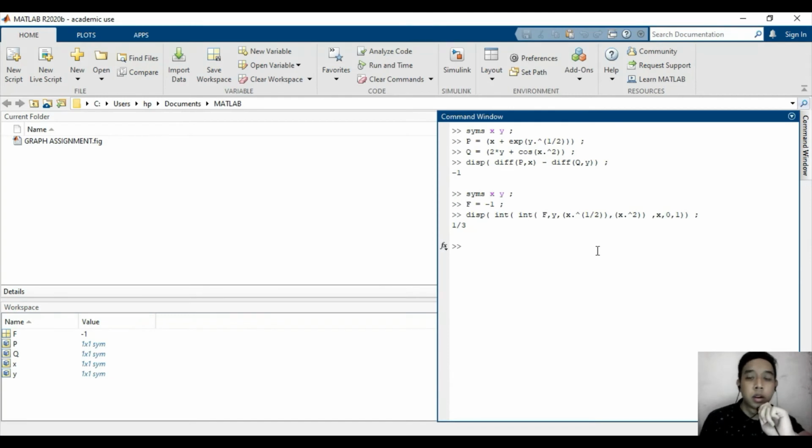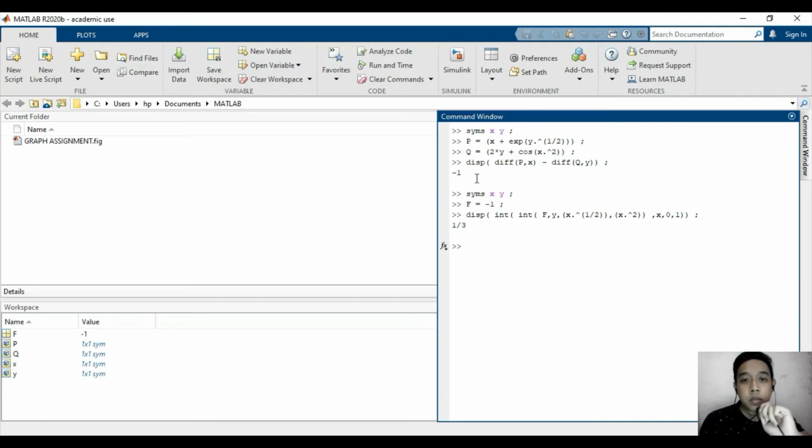So after we find the graph, in Green's theorem we need to differentiate and integrate. First we need to define x and y. After that we put the P equation and then the Q equation. After that we can differentiate, del Q over del x minus del P over del y, and I put this here so that the answer will come out in the common window.